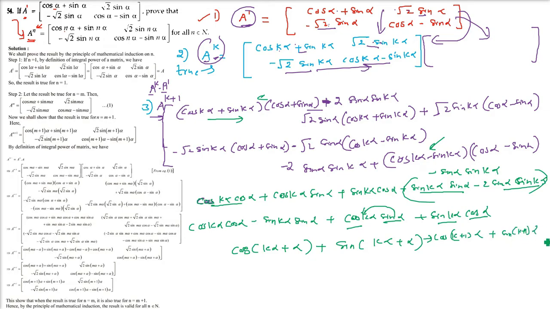Alpha you take common. So what do we need? K, what do we need? We need, wherever k is there, we need k plus 1 alpha. Wherever there is k, we need k plus 1. And we got it. See, the first entry of the matrix is cos k plus 1 alpha and sin k plus 1 alpha, that we got. And the same thing you have to do for every other entry.